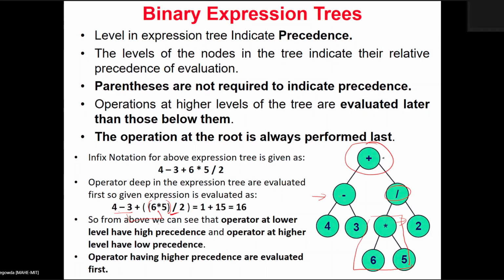So we can see that the operator at a lower level will have a higher precedence. Okay, if you look at this multiplication here, it is at the lower level. So this has the higher precedence. And if you look at the plus operator in this example, it is at a higher level, so that it has a lower precedence. Okay, operators having higher precedence are evaluated first. Okay, so which are the operators having higher precedence? The operators which are at the lower levels.